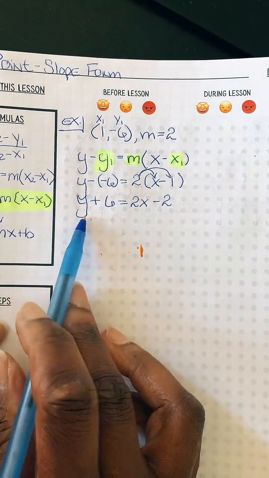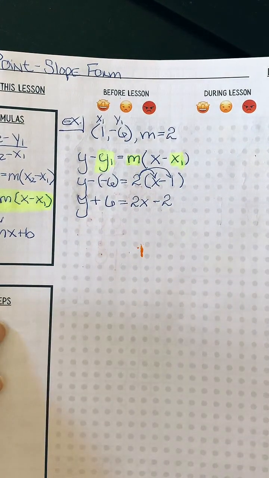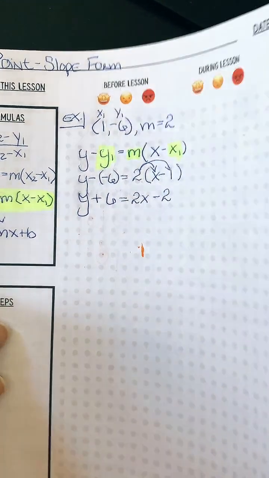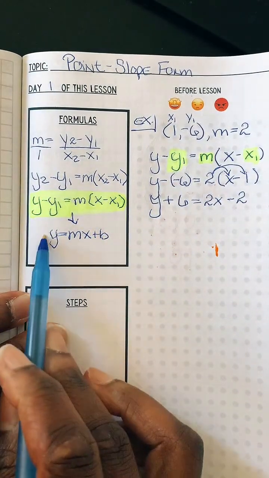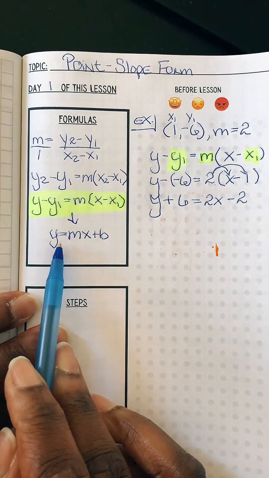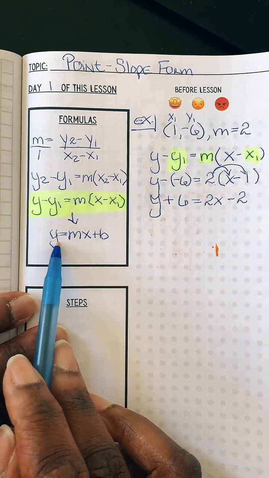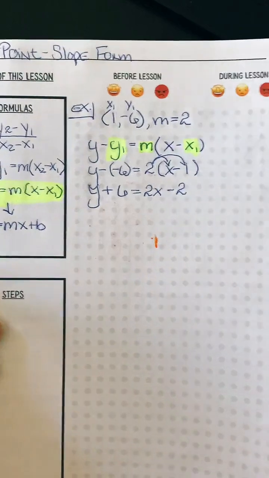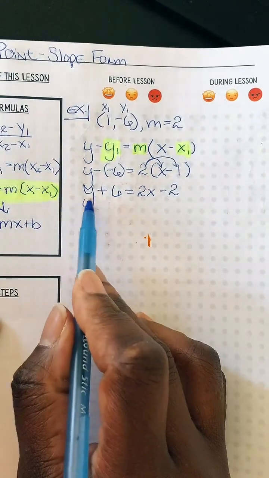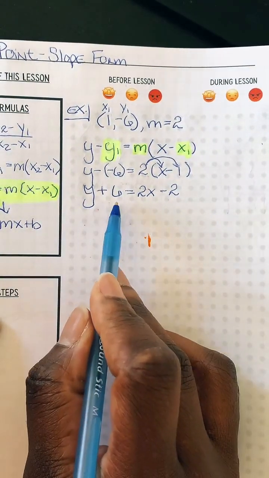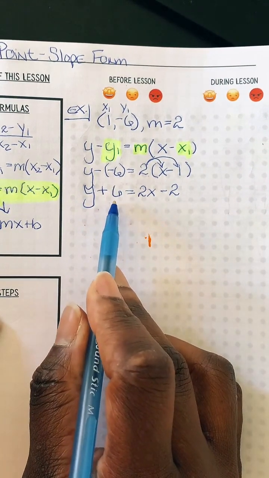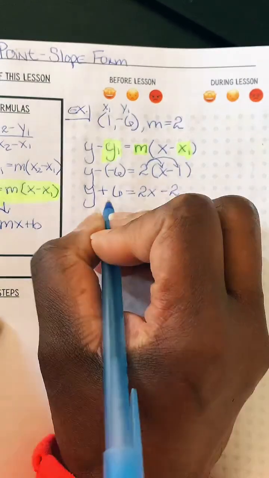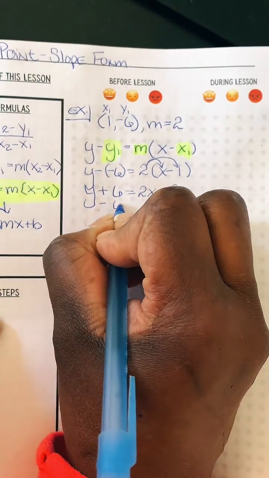So now we're almost done. We're almost in that y equals mx plus b form. We're almost at that slope-intercept form. That means we need to solve this for y. So in order for us to solve it for y and to get y by itself, that means I have to get rid of this positive 6. So the way that I get rid of the positive 6, I'm going to subtract it.